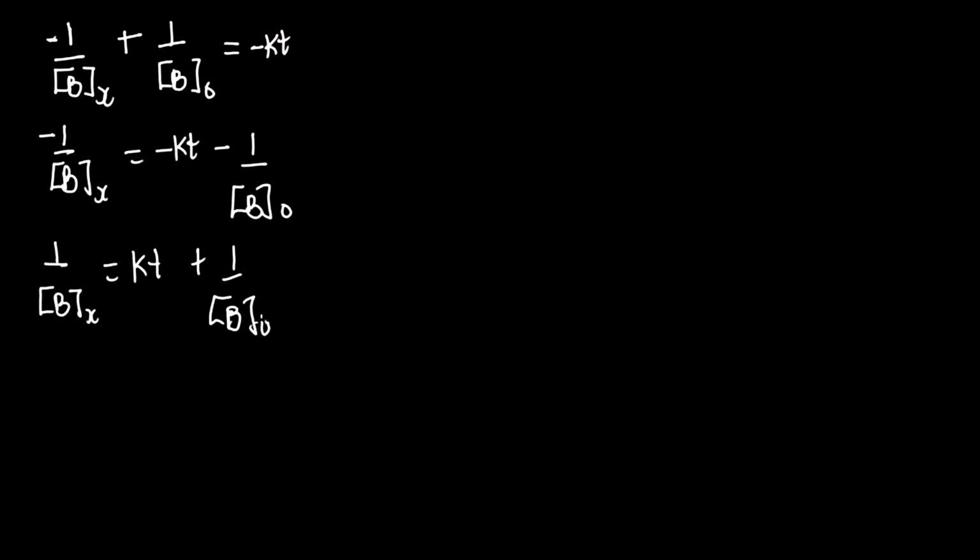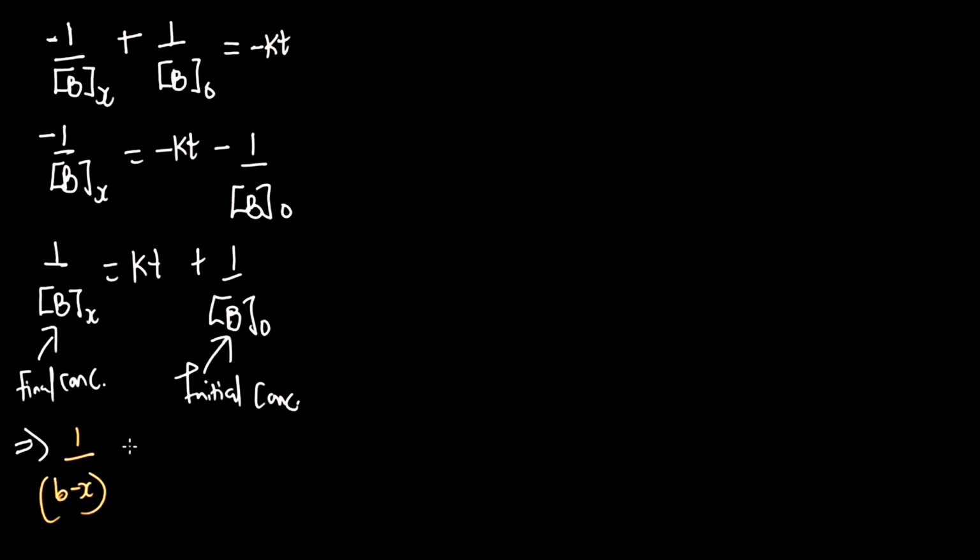So this is the final concentration, and this is the initial concentration. We can also write it as 1 over [B] minus x equals kt plus 1 over [B]₀. So it's still the same thing.